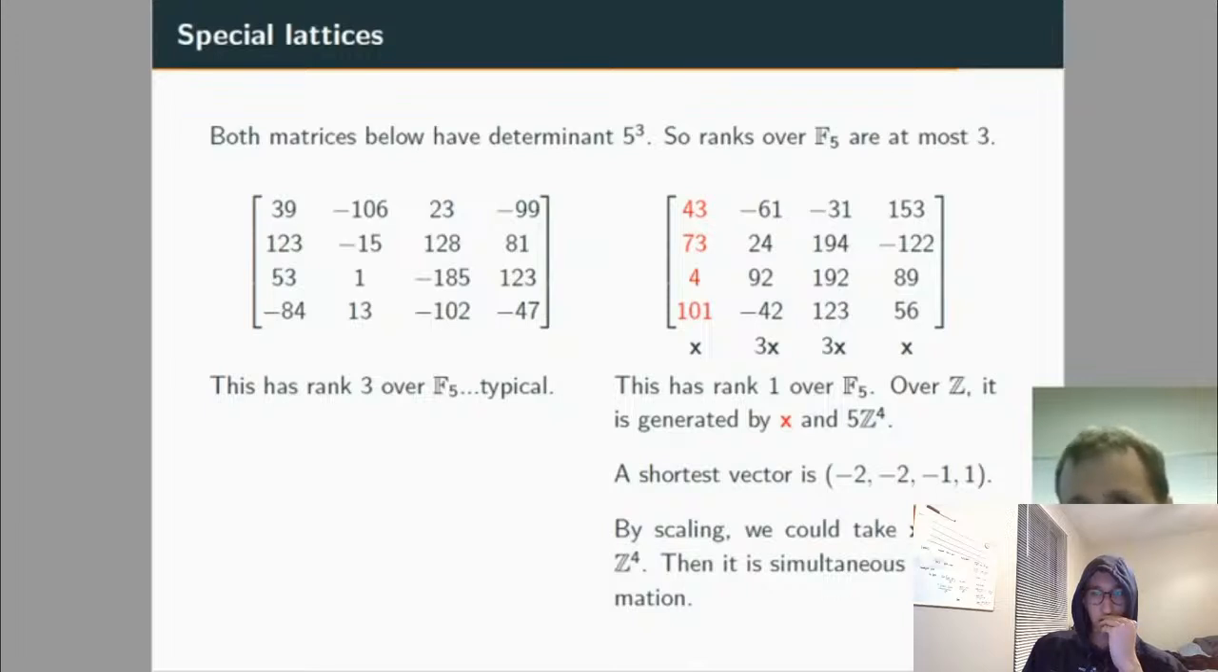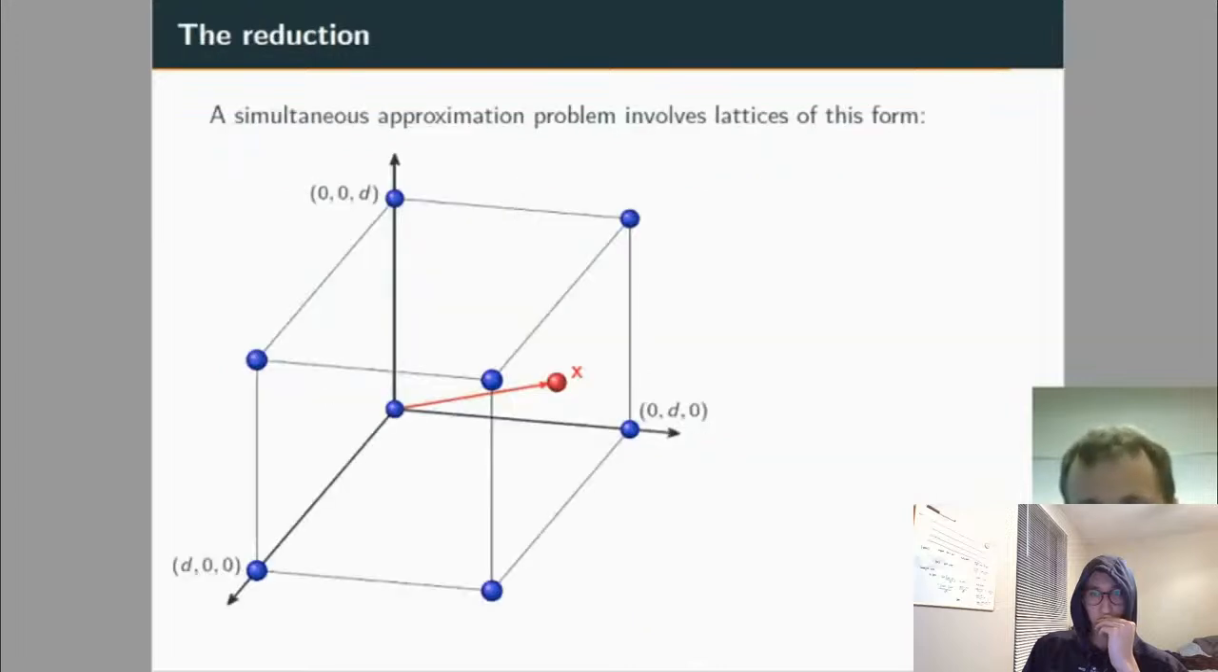It has rank 1 over whatever that number is, in this case 5. Here's what it looks like visually. On the previous slide, this D that's labeled in each of the scaled standard ordered bases, this D was 5 on the previous slide, and here's X.